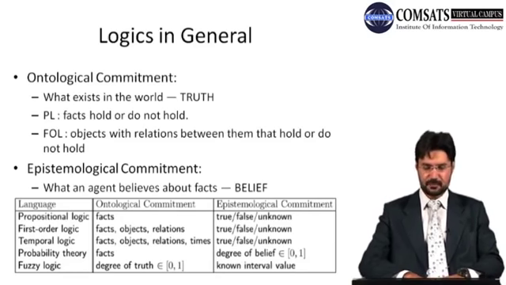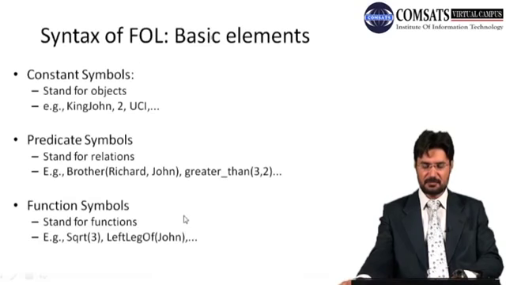So now if we go to the table that we discussed in the first few slides, we have propositional logic, where it's only facts, and in first order logic we have facts, objects, and relations, and these can be either true or false or unknown.